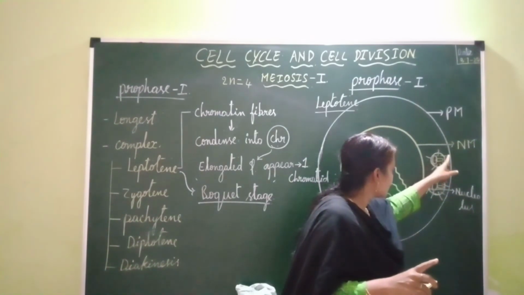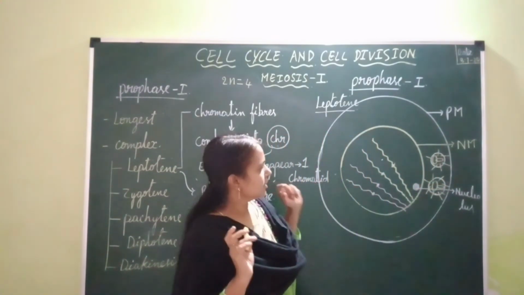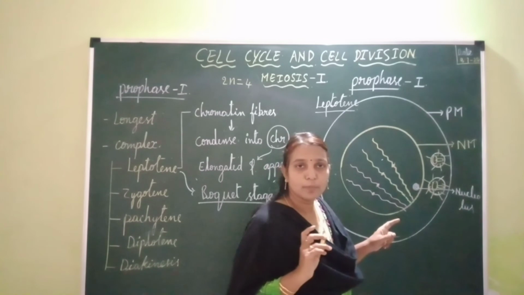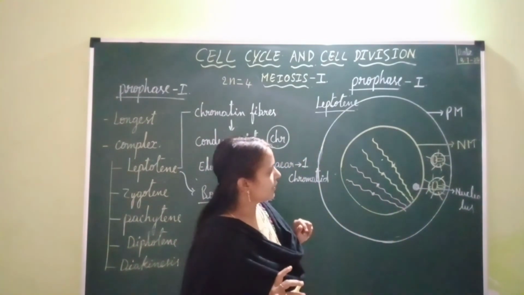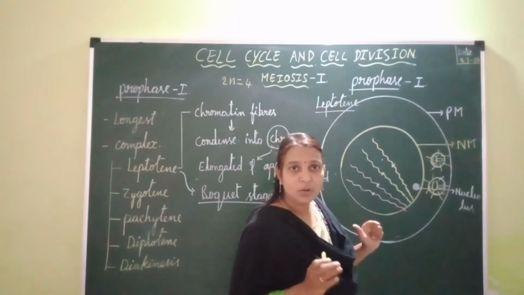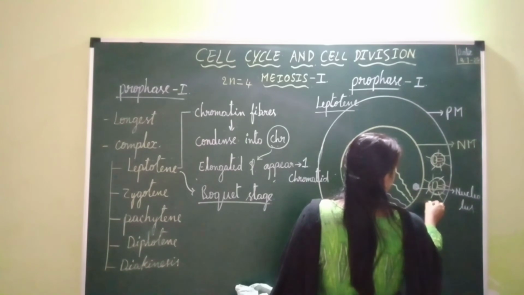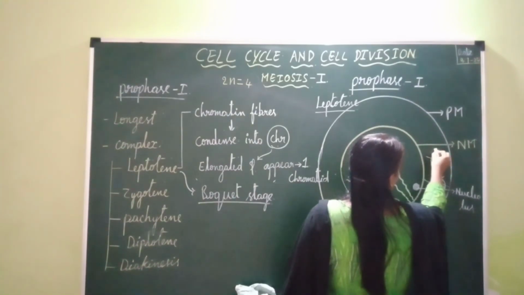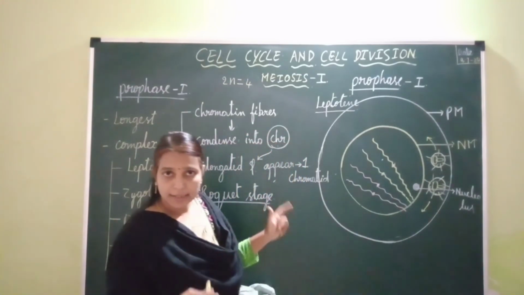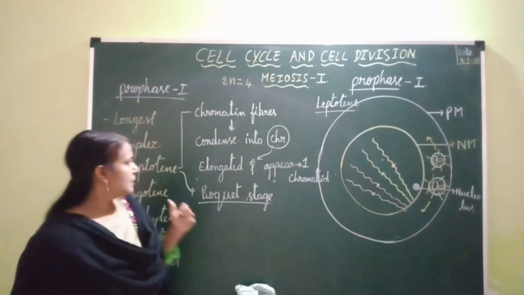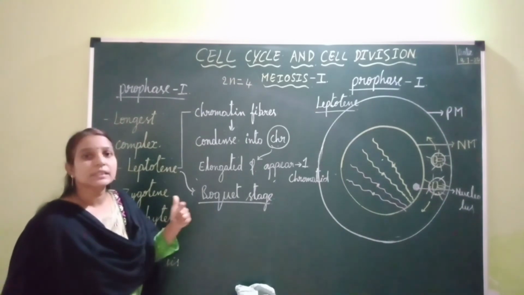These astral rays along with one centrosome are called one aster. So how many asters are formed in the cytoplasm of the cell? During leptotene of prophase 1, two asters are formed. This condition is called the amphiastral condition. After formation of asters, they start moving away from one another. So this is all about the changes that occur inside the cell during the leptotene stage of prophase 1. Next, let's move on to the zygotene stage.